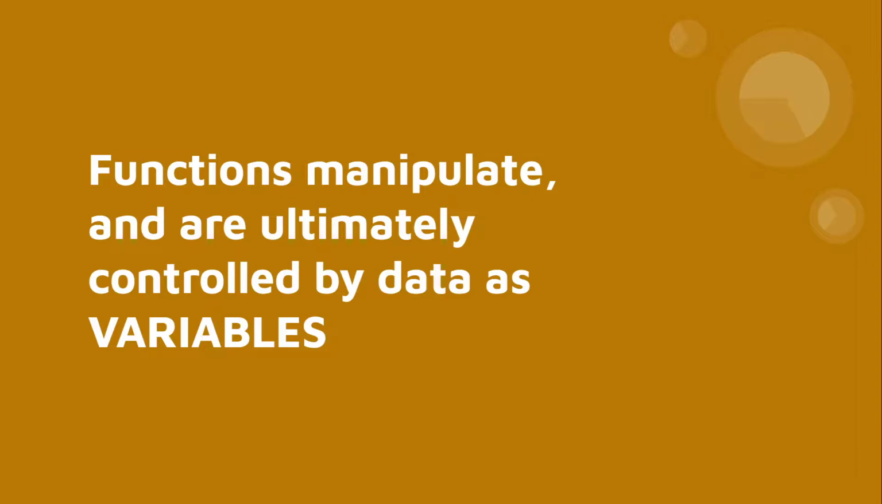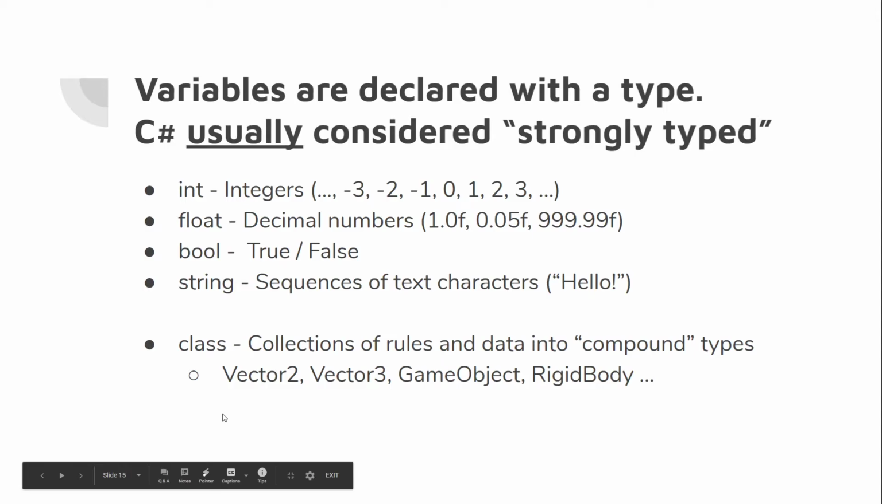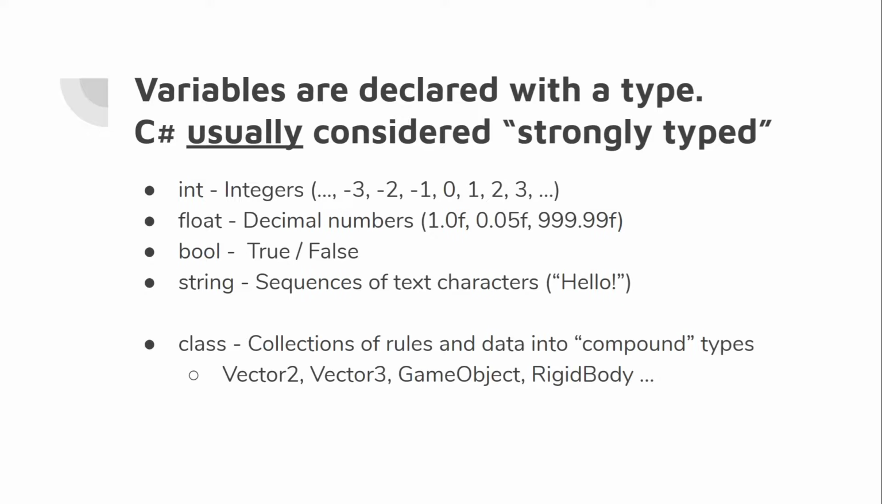So functions and methods are there to manipulate, and ultimately be controlled by, data as variables. So that's how they are interacting with things called variables. Variables are declared with a type. C# is usually considered a strongly typed language. So this might be different from some of the other languages that you're used to using. Whenever we have a variable, we want to say what the type of that variable is.